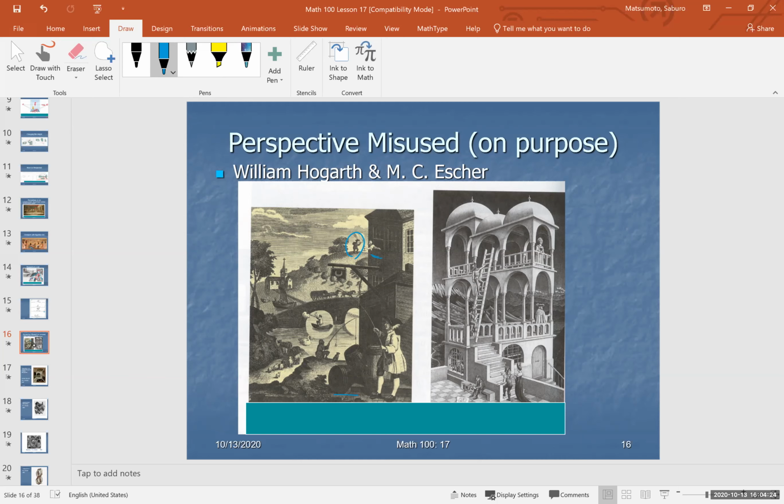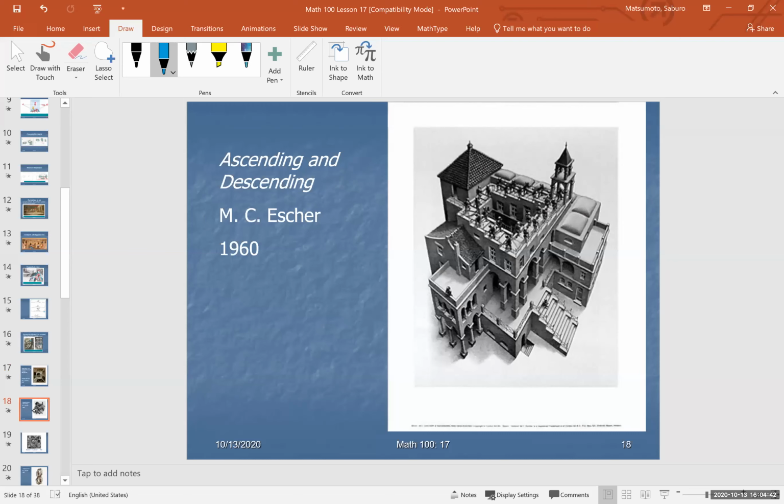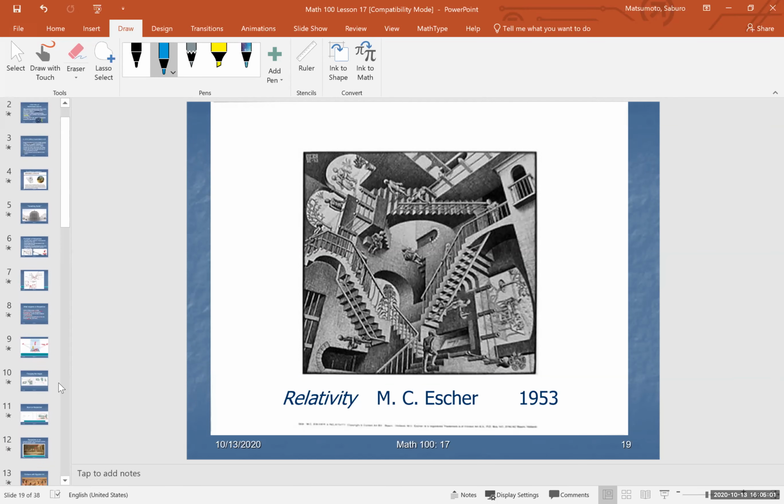Well, which column is what? And if you look at these columns here, something strange is happening. And so this can't possibly be, but you can play with the perspective in this way. The same artist, Escher, does something like this, and this is called Another World #2. Here is the famous ascending and descending stairs. And these people, one is always moving up and the other is always moving down. And there seems to be an endless set of stairs. Same thing here. Relativity is the title of this piece.